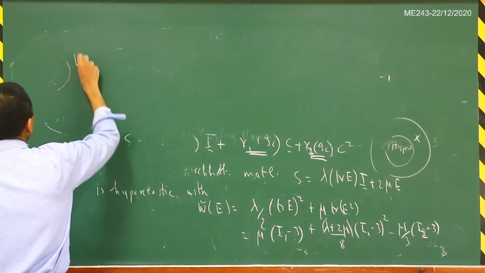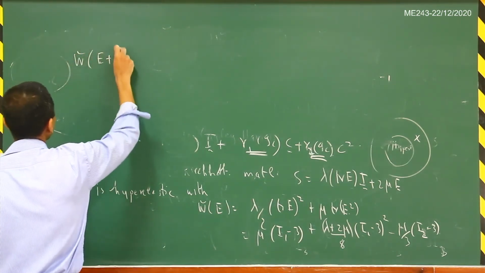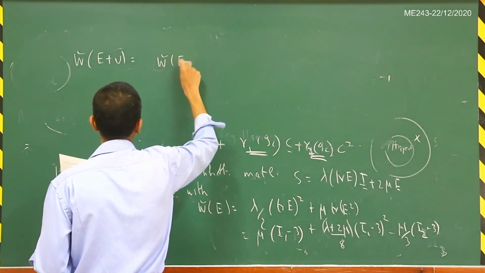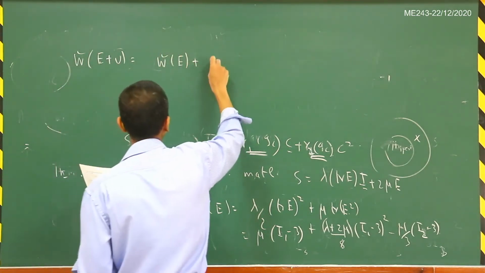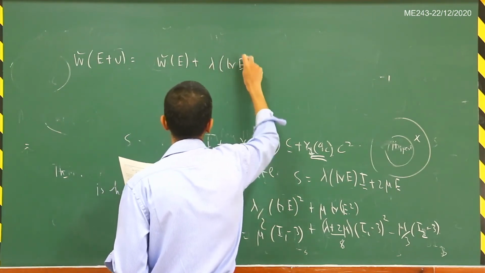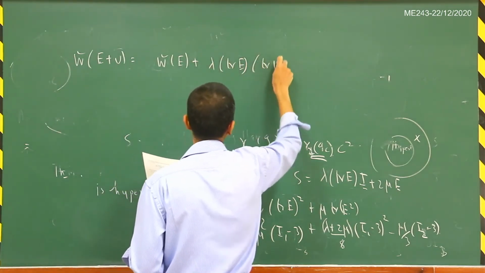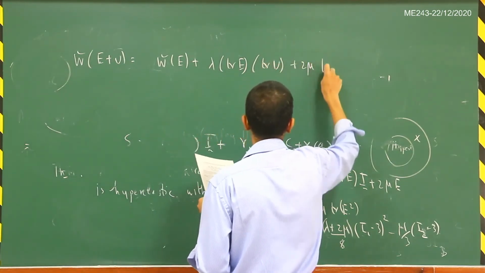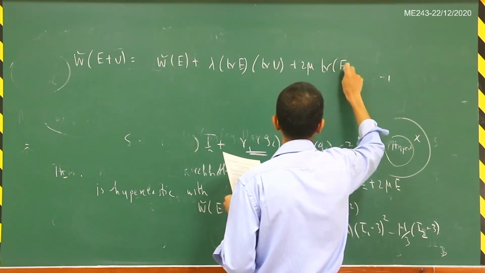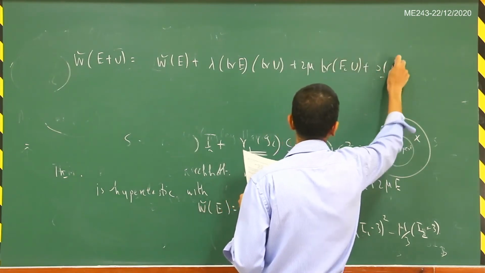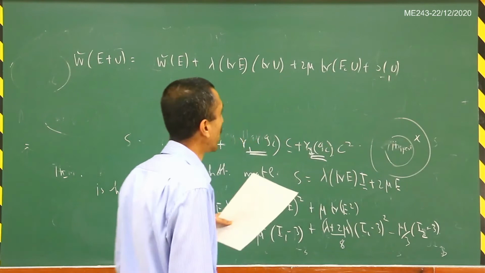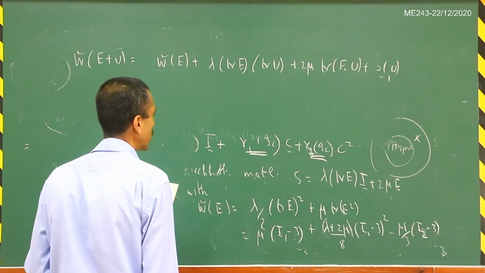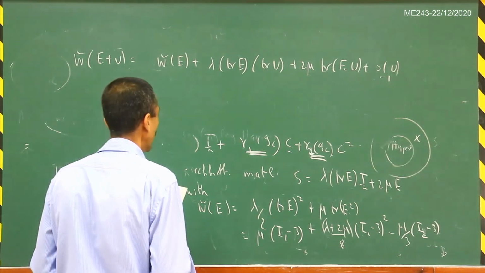So W of E plus U is equal to W of E plus lambda trace of E times trace of U plus 2 mu times trace of E U plus order of U. So just put E plus U and then the usual stuff about expanding it out and so on, and this is what you will get here.